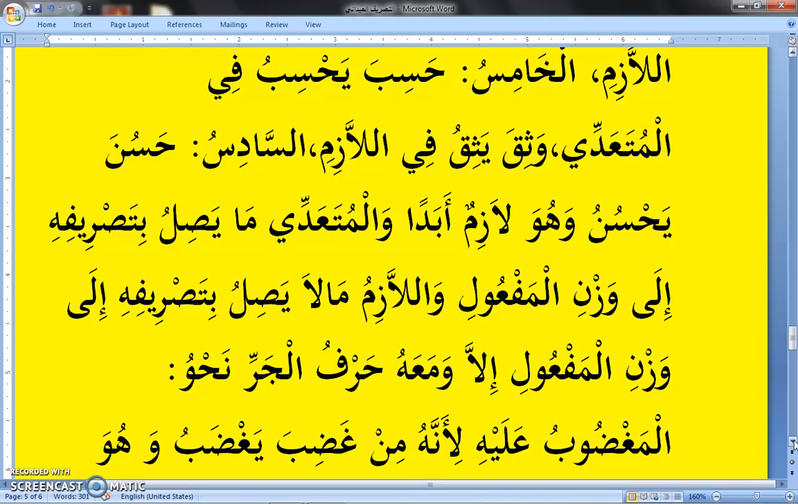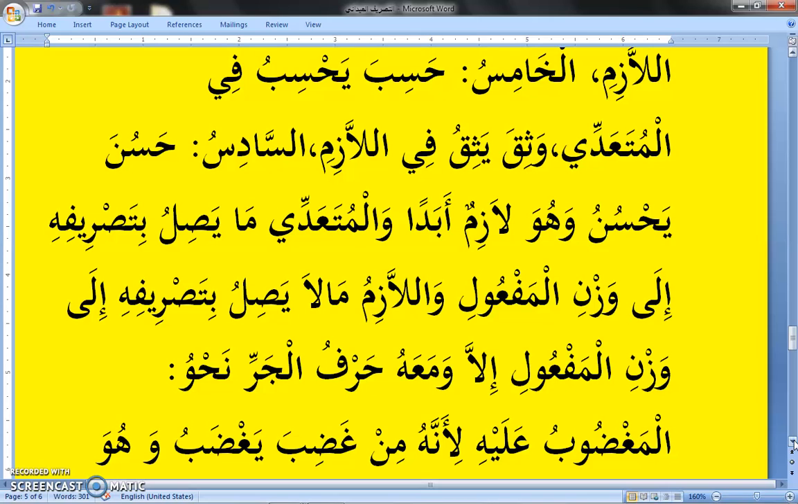السادس, the sixth is حسن, it was good. يحسن, it is good. حسن, he was good. يحسن, he is good. وهو لازم أبدا. So any verb that takes this pattern is always لازم. وهو لازم أبدا. It is always لازم.